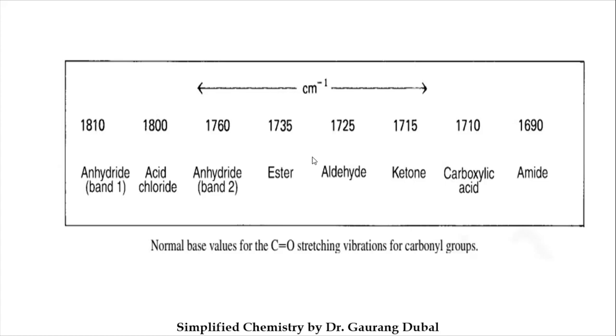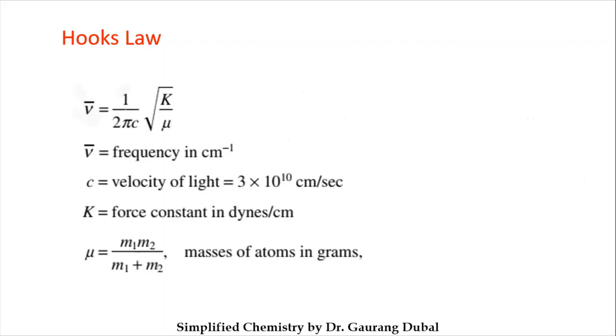Now if we take the IR spectra of some compound, suppose an ester is present, you can see for ester the frequency should be 1735. But it varies from that. It may come around 1720 also. It may come at other places also. So why are these frequencies going to change? This is our focus area for today.